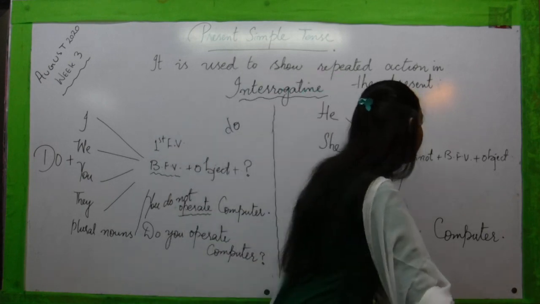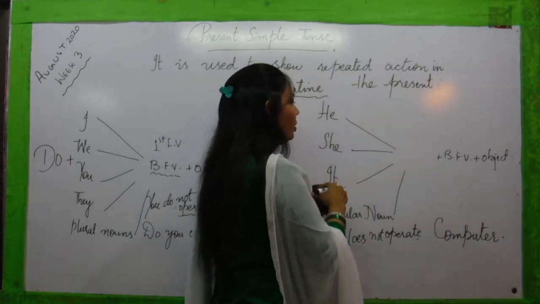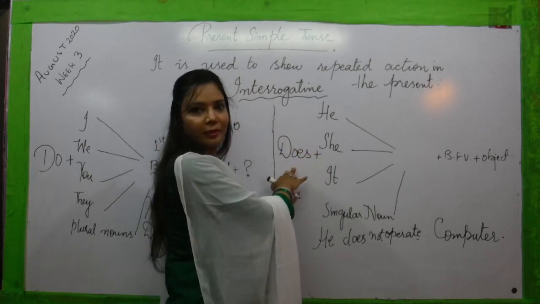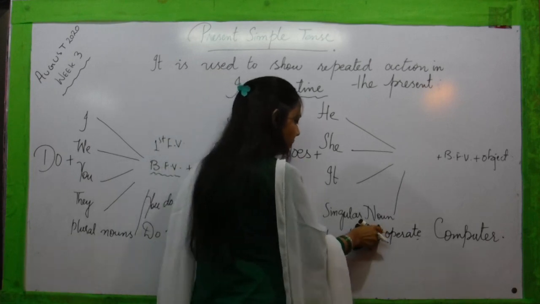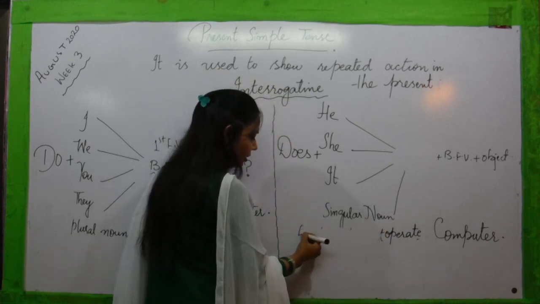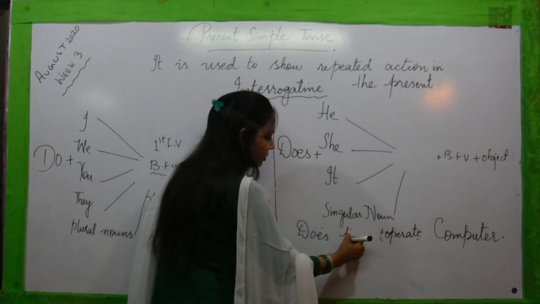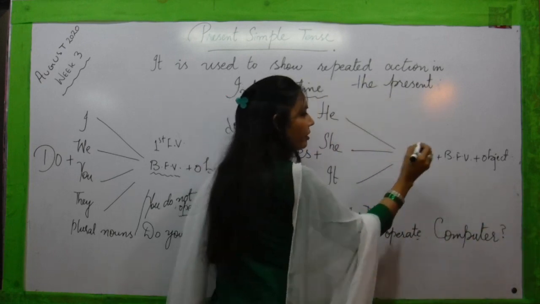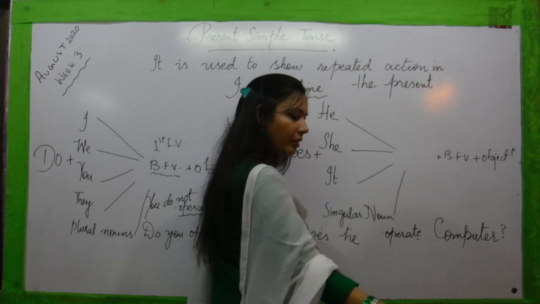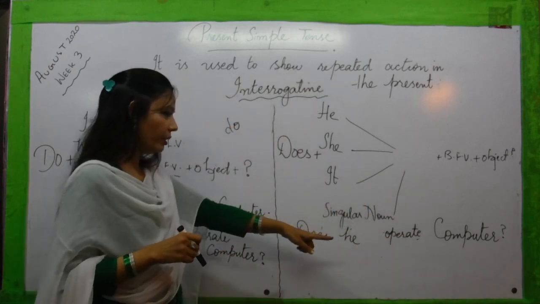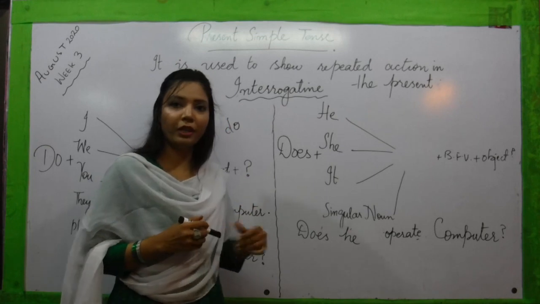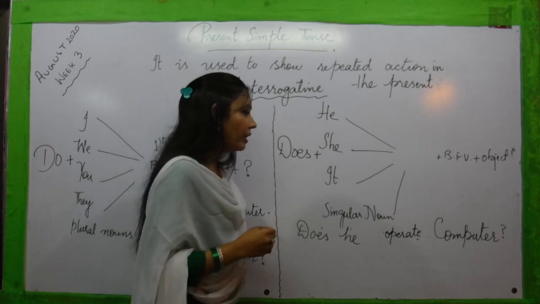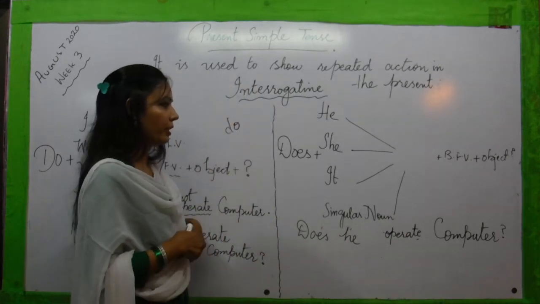What changes are we going to do? We are going to add does out of the sentence. So, the sentence becomes something like that. Does he operate computer, plus question mark? Does he operate computer and then the question mark? We are going to have the does as we had in negative sentences. Let's make some more sentences using them.